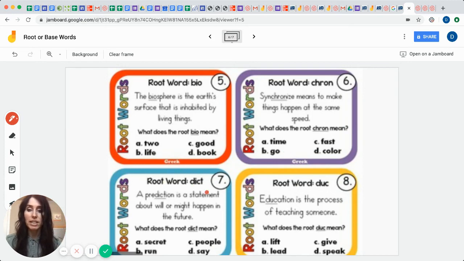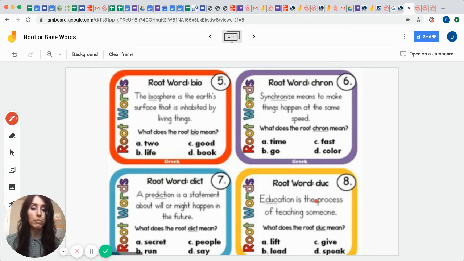How about the root word dict? A prediction is a statement about how it will or might happen in the future. What does the root word dict mean? Is it secret, run, people, and then D should be say. Well, dict means to say something. Like when you predict, you say it before you read about it or learn about it. That's the pre part, so that's kind of fun to have the prefix with it. We've learned about that before. So yes, dict means say.